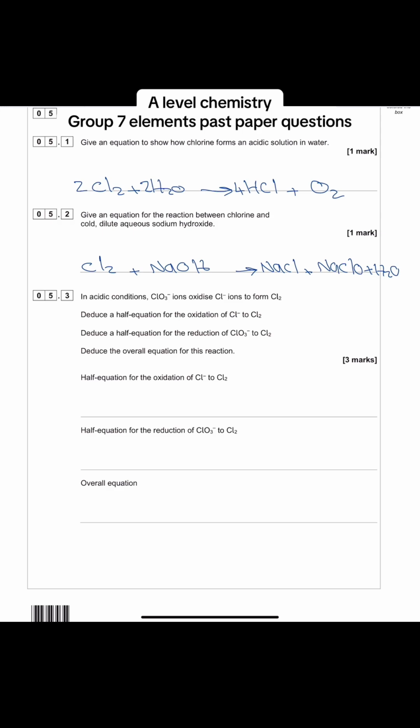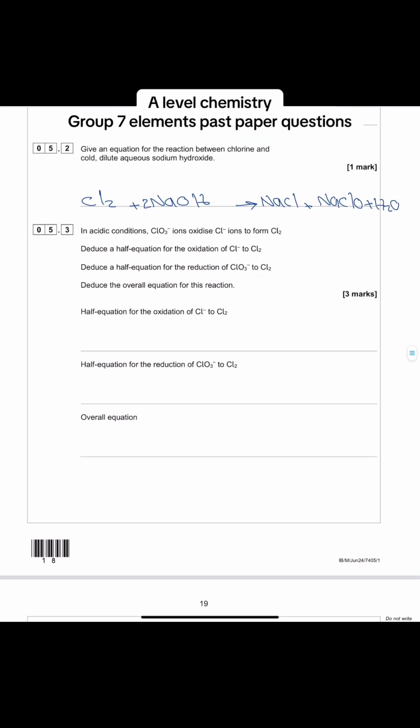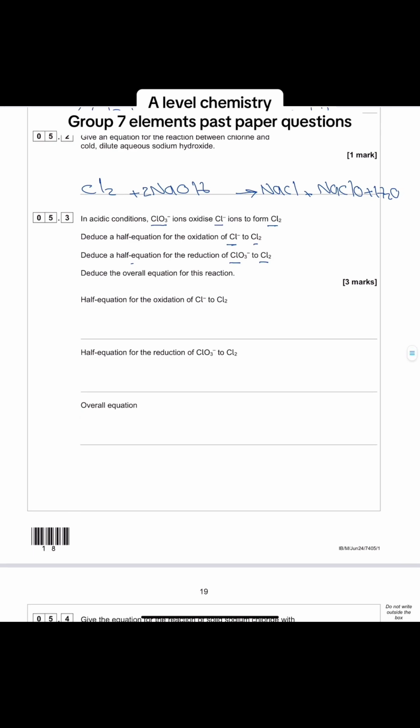Again, let's balance this one. So we need 2 of the sodium hydroxide. That should cover everything. In acidic solution, chlorate ion oxidizes chloride ion to form chlorine. And now they ask you to deduce the half equation for the oxidation of chloride to chlorine and the half equation for the reduction of chlorate to chlorine and the overall equation for this reaction.